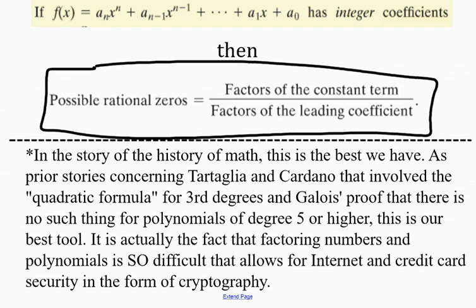It is actually the fact that factoring numbers and polynomials is so difficult that allows us internet and credit card security in the form of cryptography. So cryptography, codes for internet security and credit card security, is actually based on the fact that it is difficult to factor. We have no better possible tool for polynomials than this.